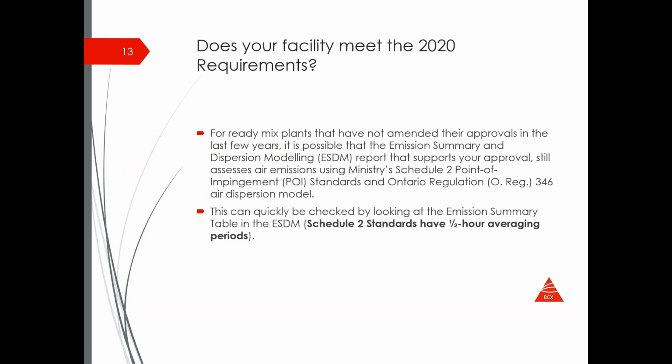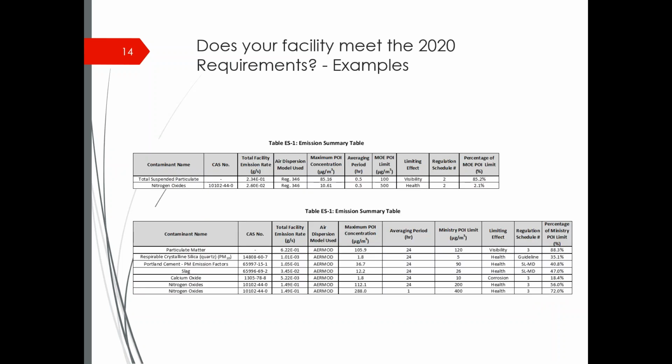Well, for ready-mix plants that haven't really amended the permit in the last few years, it's very likely that the emission summary and dispersion modeling report, or we call it the ESDM report, that supports your ECA, are using the Schedule 2 standards and the 346 model. And you can check that quickly by looking at the emission summary table in the ESDM report. And I'll show you how to look at that in the next slide.